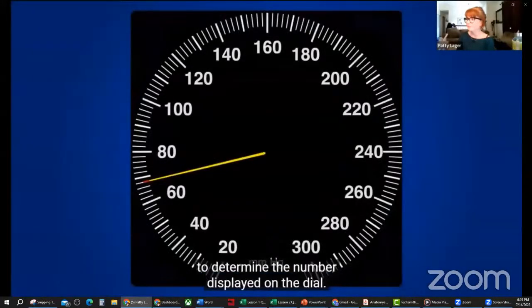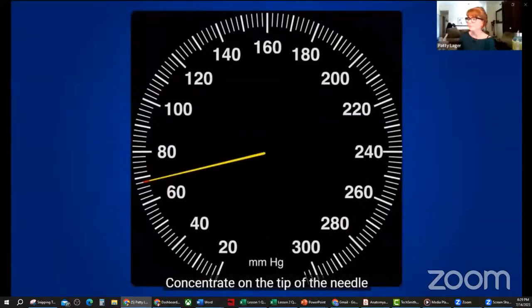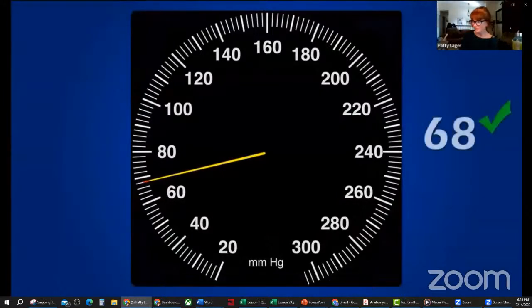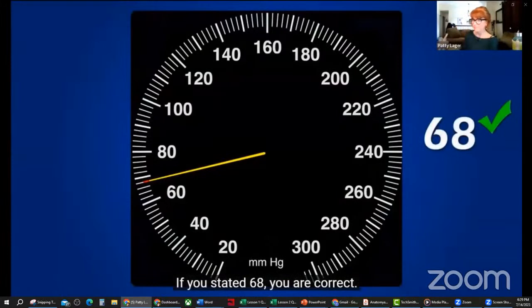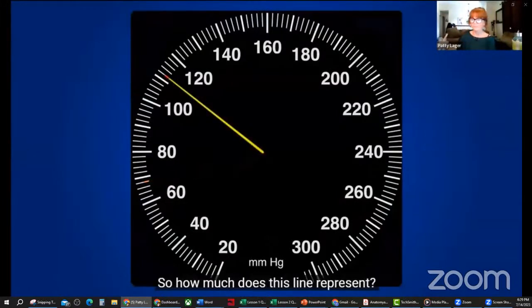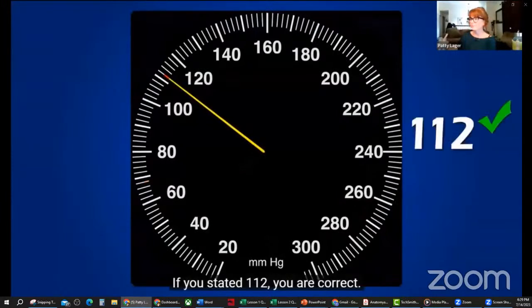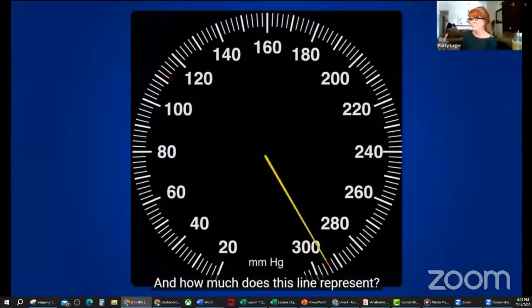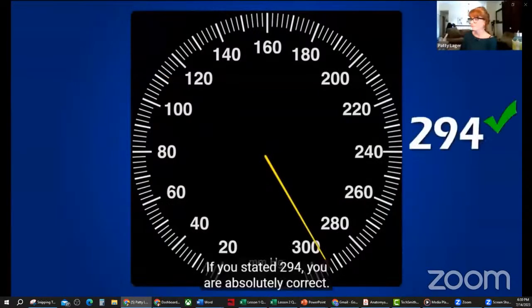Now let's use a needle to determine the number displayed on the dial. Concentrate on the tip of the needle and the line that it's pointing to. How much does this line represent? If you say it's 60, you are correct. So how much does this line represent? If you say that 120, then how much does this line represent? If you stated 294, you are absolutely correct.